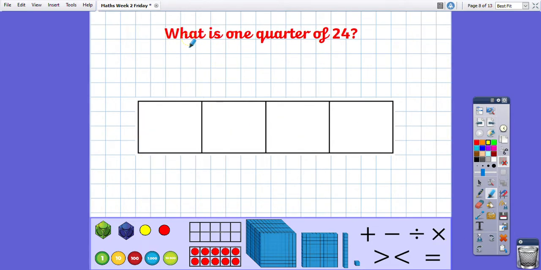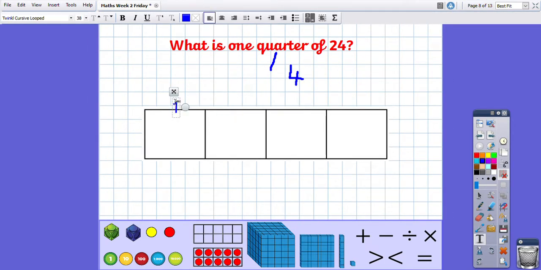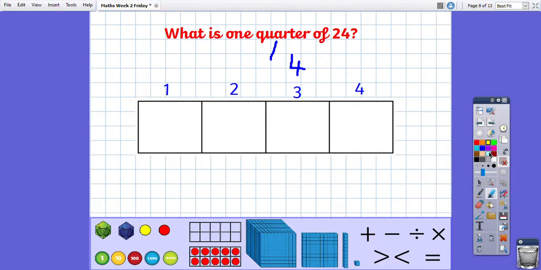This one's a bit trickier. 1/4 of 24. Remembering that quarter means 4. So I've got my 4 groups. Okay, so I've got 1, 2, 3 and group 4. I'm going to change my colour this time. I'm going to go for blue dots. Okay, and I've got 24. So I'm going to share them equally, starting with group 1.